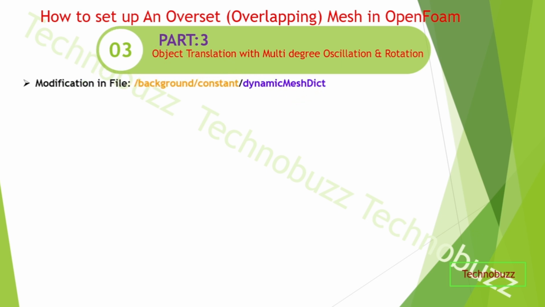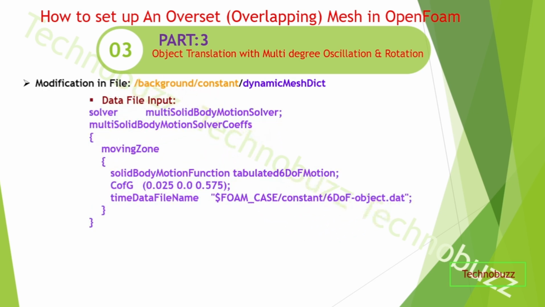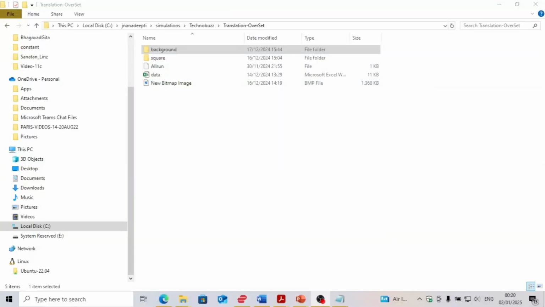One modification we have to do is in the file dynamicMeshDict. The file path is given here. The file is present in the background constant folder. So here the block is already there. The only change we need to do is tabulate a 6 degrees of freedom, and this is the center of gravity. We need to give the path of the file.